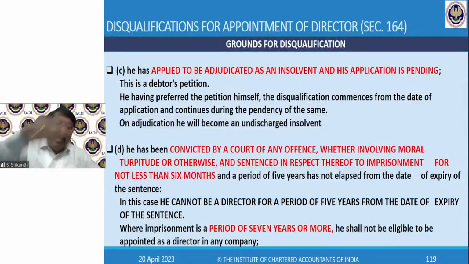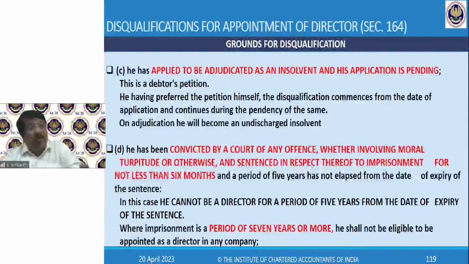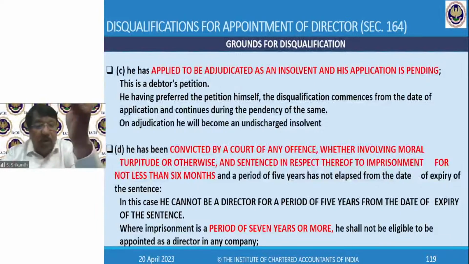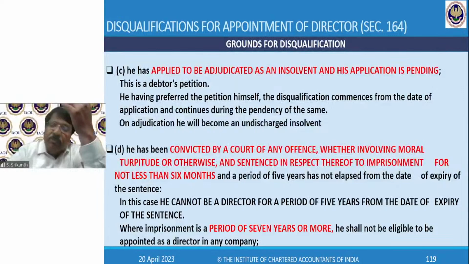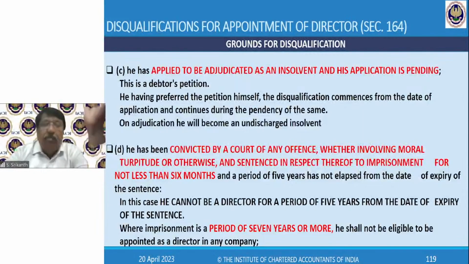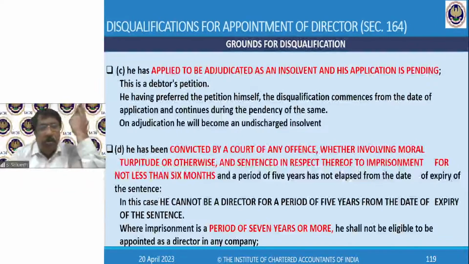Where imprisonment is for a period of 7 years or more, he shall not be eligible to be appointed as a director. See, 7 years imprisonment means the offense is very, very stiff. Maybe some huge fraud or extreme murder case, only then 7 years.